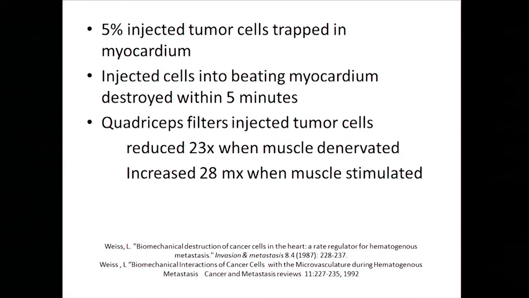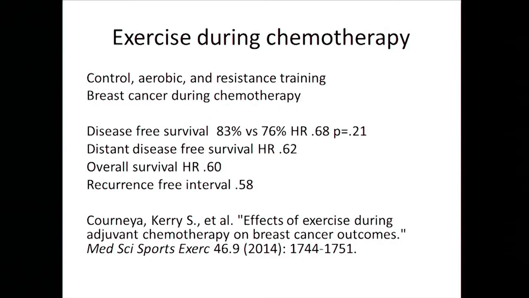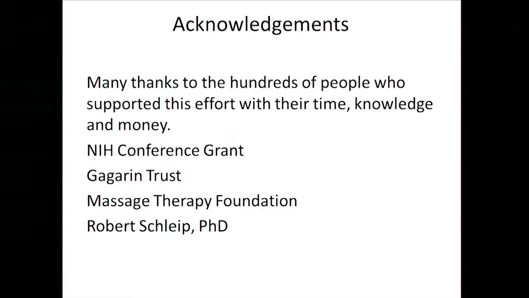So not only is it not a good place, it's actually a good place to filter out. If you inject cells into a quadriceps and the muscle is denervated, it reduces the filtering. If you inject them into quadriceps and you stimulate it, it increases the killing by a great deal. So exercise during chemotherapy for breast cancer seems to help. So again, what are the links?